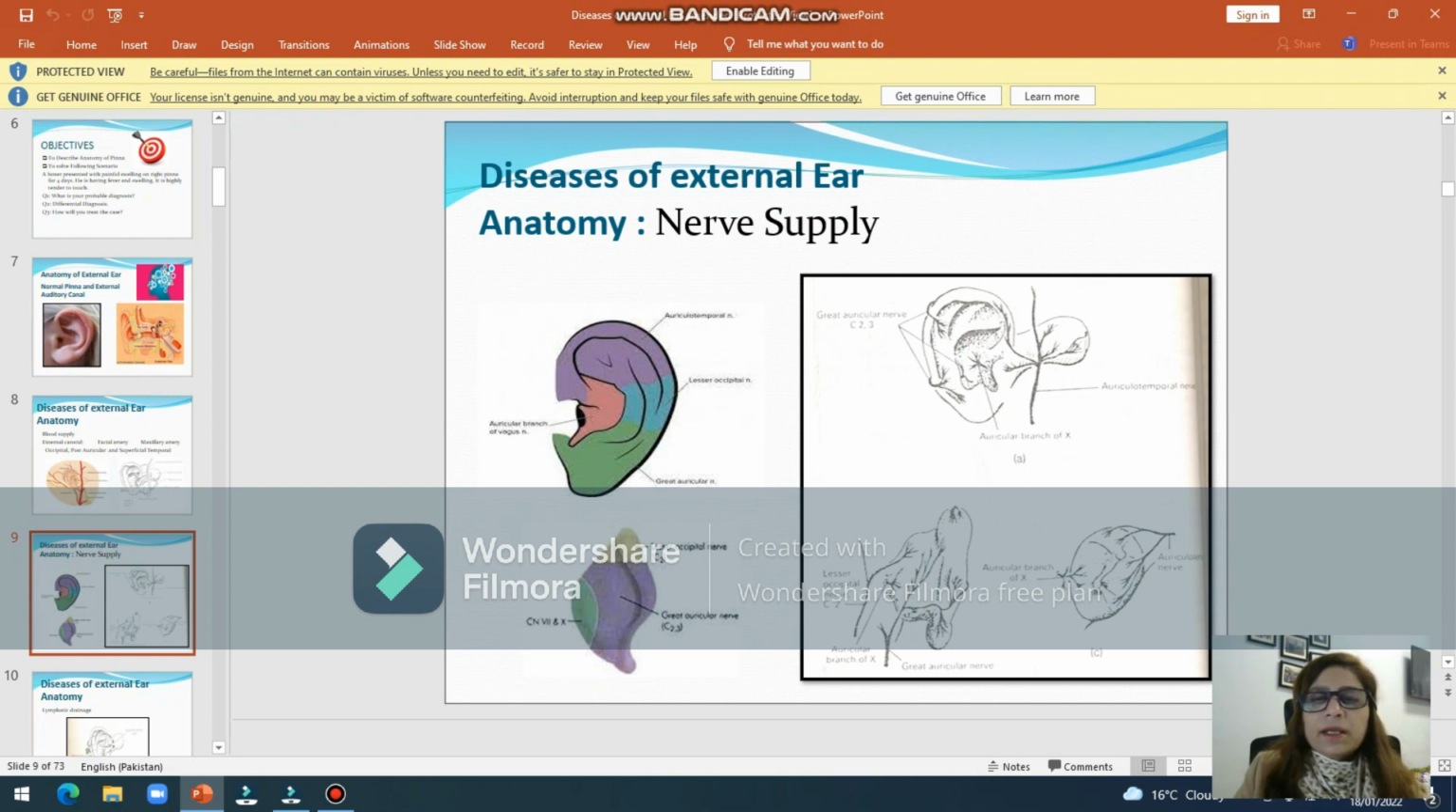The inner part of the anterior surface is supplied by the auricular branch of the vagus nerve and also the 7th cranial nerve. So whenever you are cleaning the external auditory canal, either doing suction or scratching the canal, the patient can present with cough. The patient might cough due to stimulation of the vagus nerve.